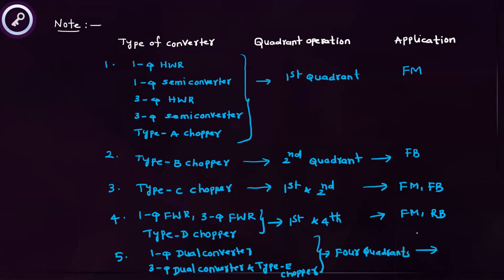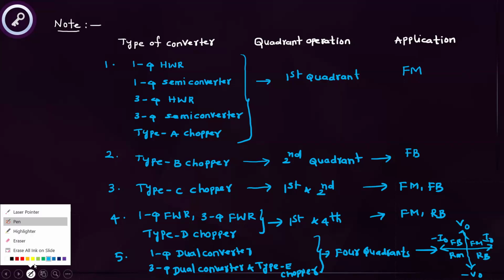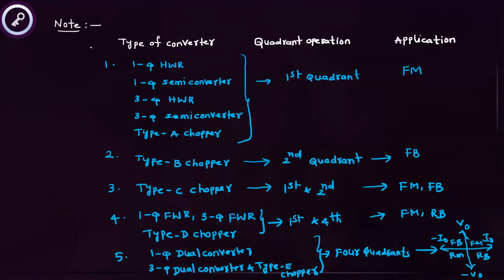Four quadrants means it is used for which one, students? This is V naught, this is minus V naught, this is I naught, this is minus I naught. Forward motoring, forward braking, reverse motoring, reverse braking. This is important for those preparing for PSUs. You have to remember this. Next.